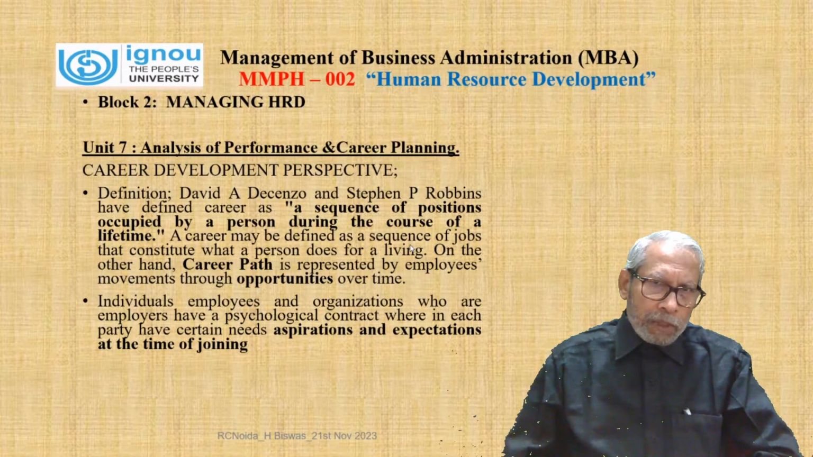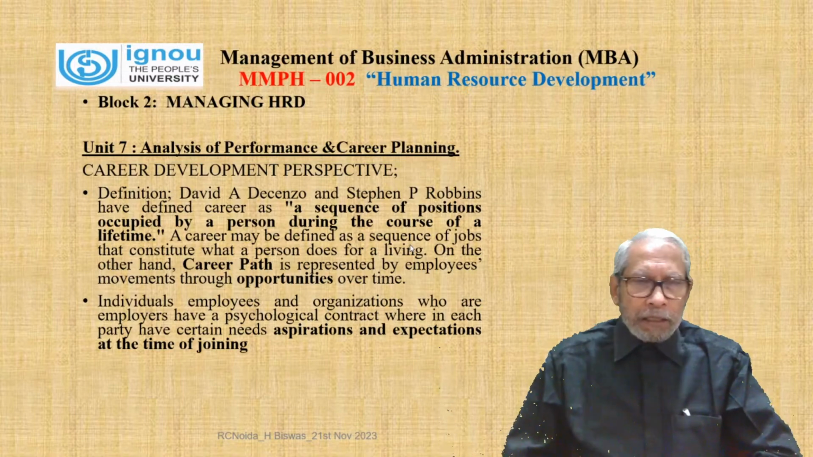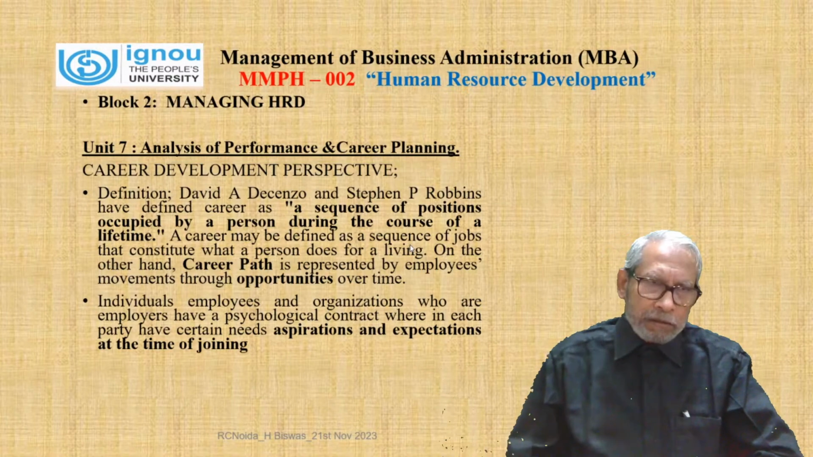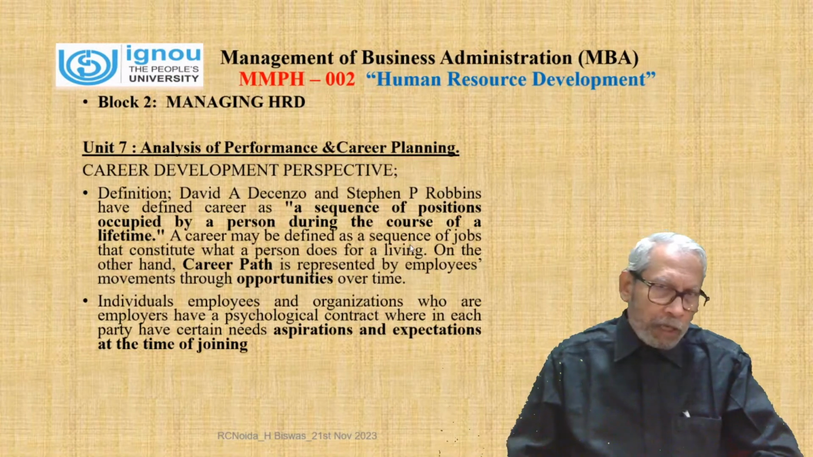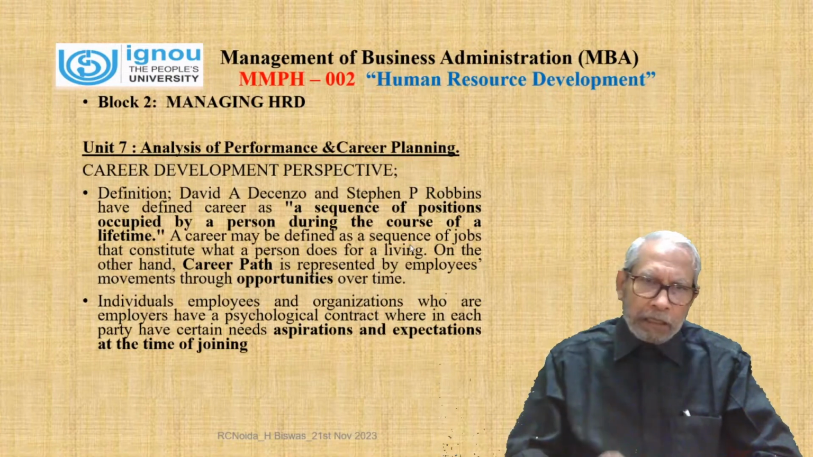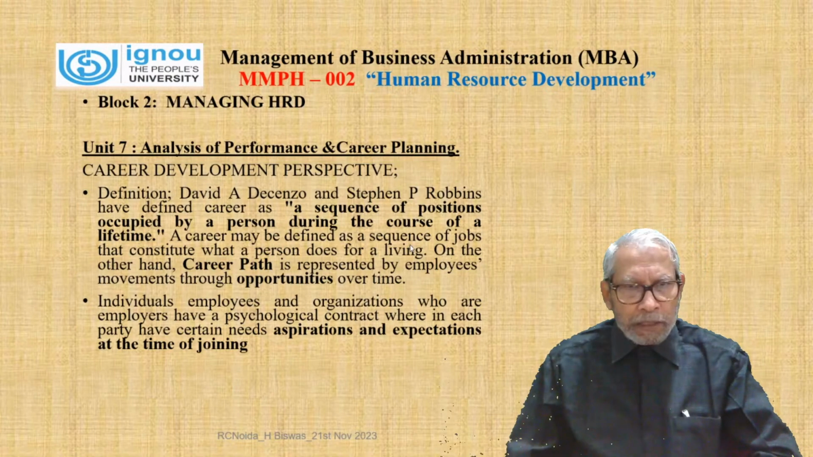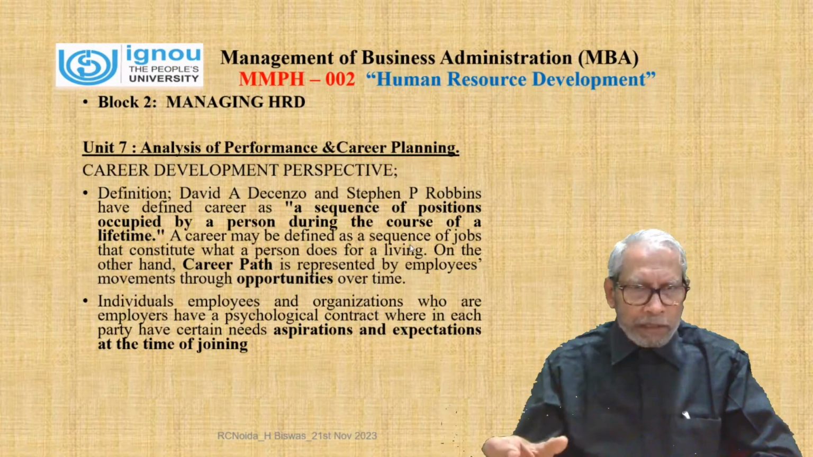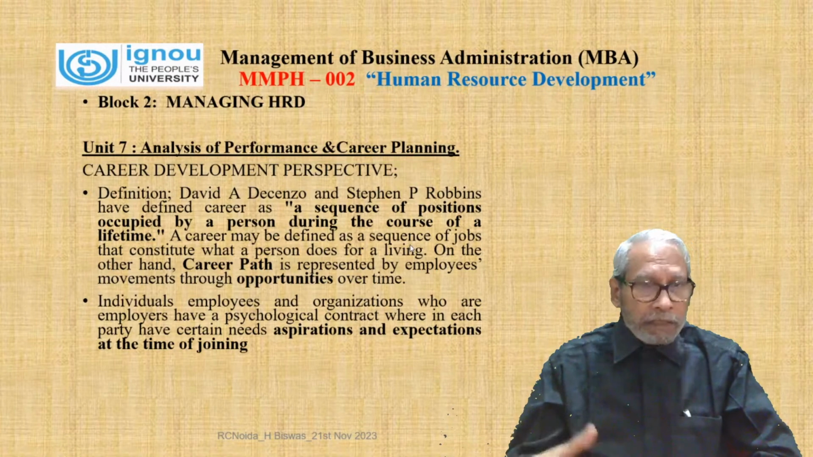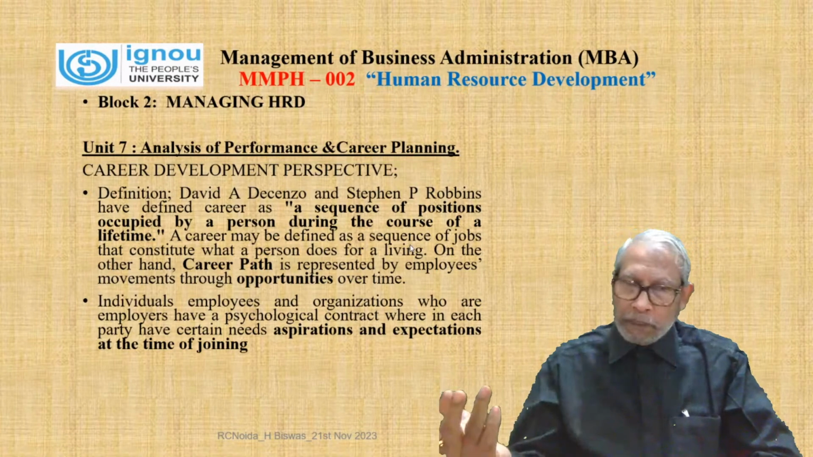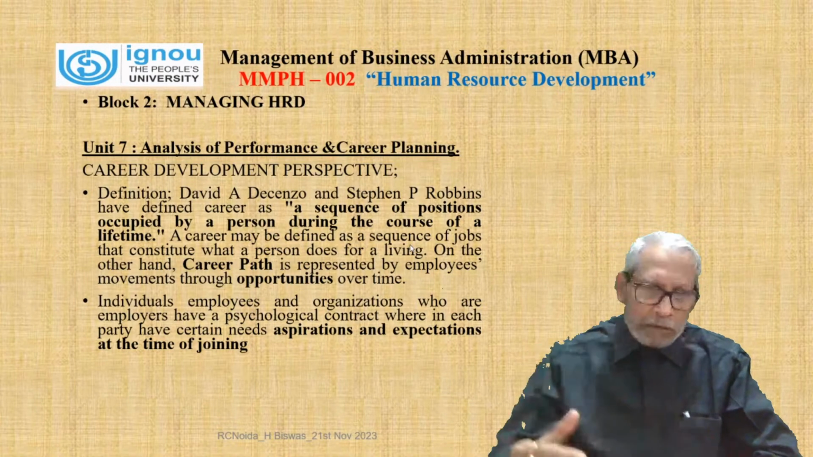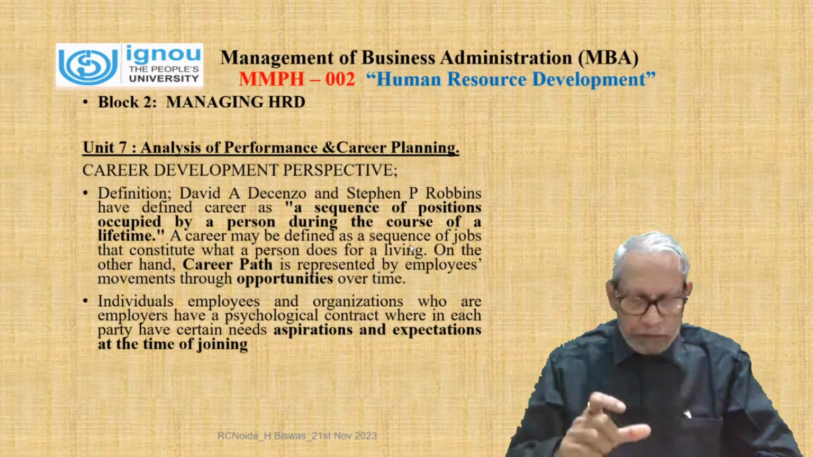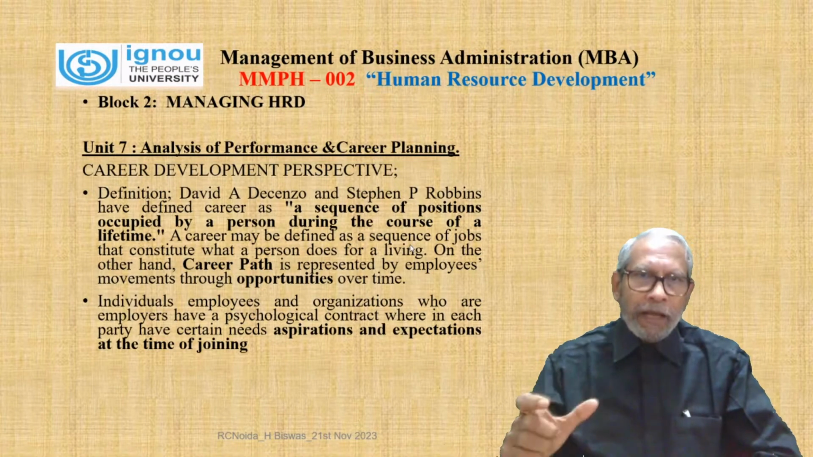So, career development is the sequence of positions occupied by a person during the course of a lifetime. What are the sequences? Suppose for the first 3 years he is an engineer, then after that he is a deputy manager or some manager, then chief manager, then managing director, or finally director and the CEO. So this is the way the career path works.